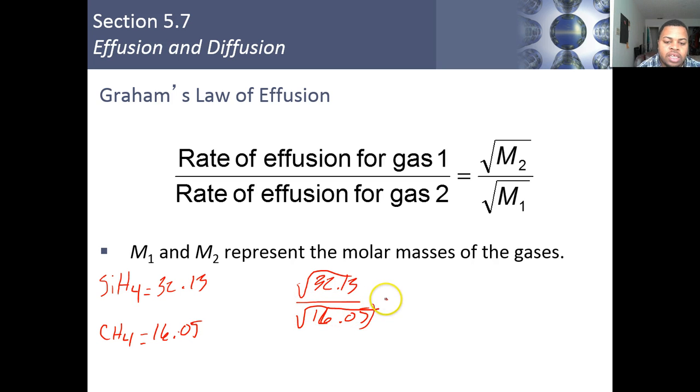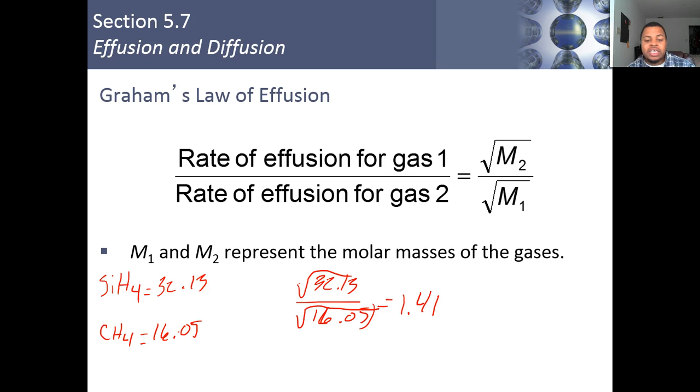This is going to help me to get the comparative rate of effusion between the two. So when I take this and divide it, I'm going to end up with approximately 1.41. So the methane is going to effuse or leave 1.41 times faster than the gas for the silicon tetrahydride. Now, we can use that information to make some other predictions and to see how things will work later on down the line in terms of our interactions between our gases. But that's where we're going to wrap this part of the video up.